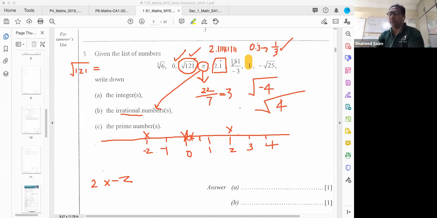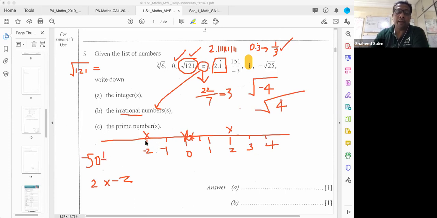1 divided by 3. What do you get? 0.333333, minus 0.33333. This one minus 0.3333 is 1/3. This one we can show on the number line. Okay, 1/3. I can have minus, but it is not an irrational number. 1 is an integer. Minus square root 25 down here, you get minus 5. So integer also. So how many integers are there?